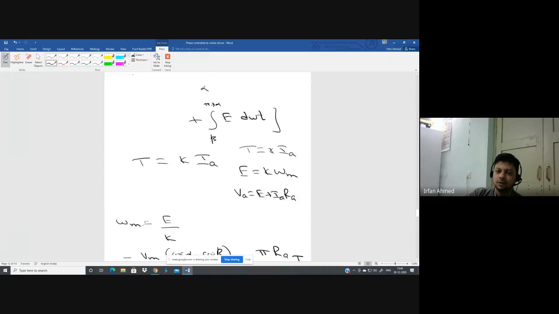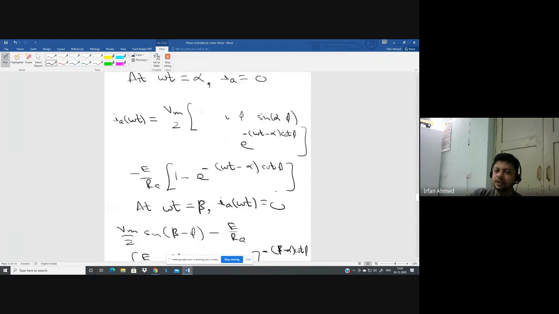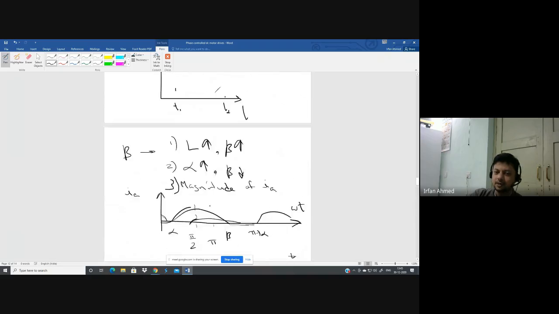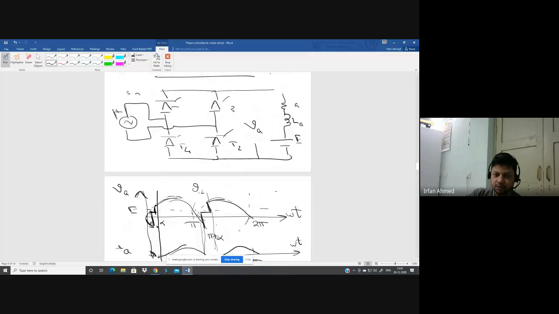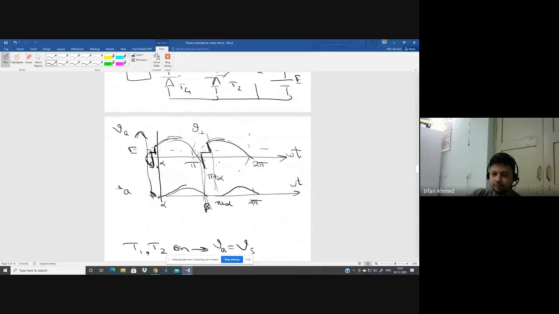If your beta is equal to or greater than pi plus alpha, then your drive goes into continuous conduction mode. So in continuous conduction mode, before the load current can become zero, the other pair of thyristors are triggered.